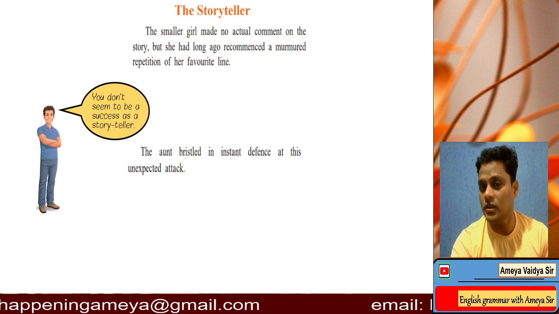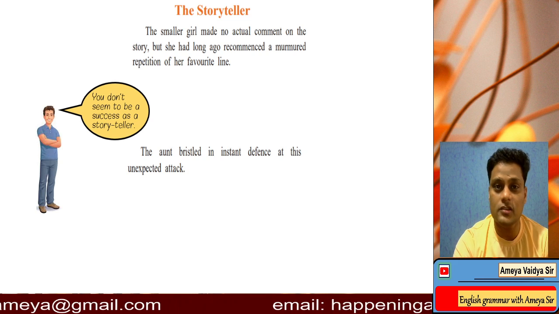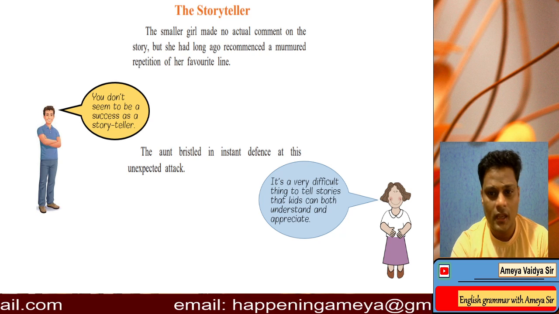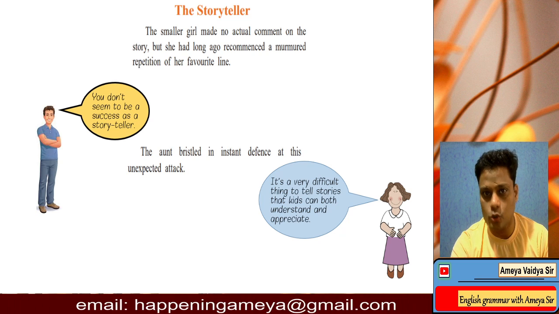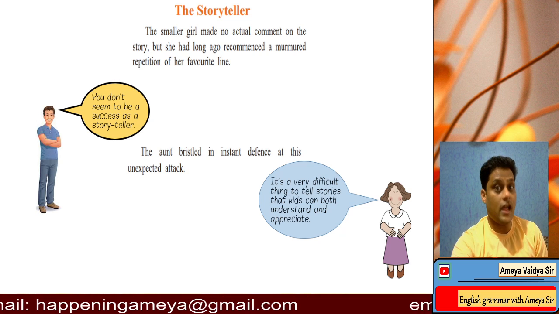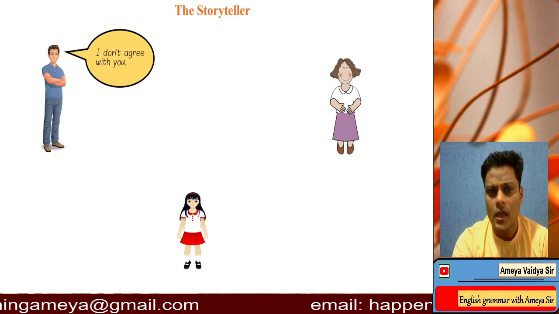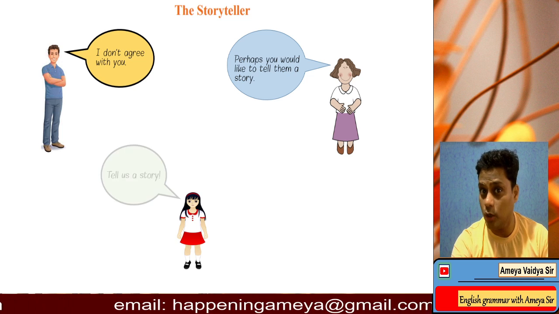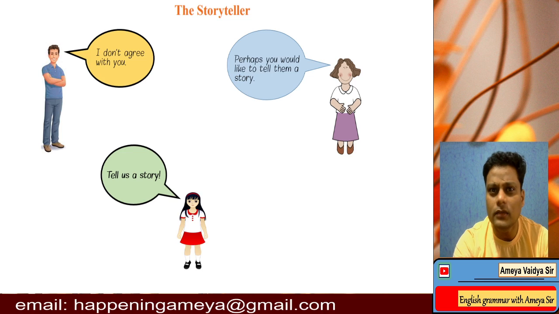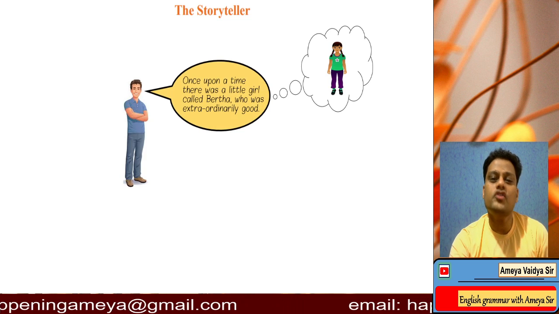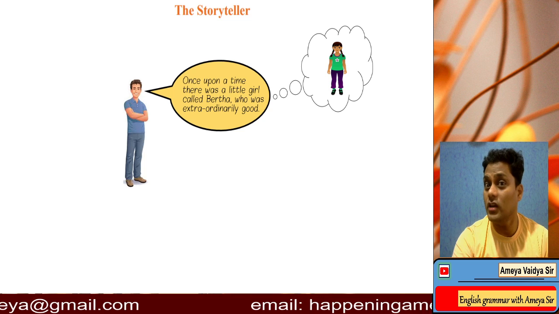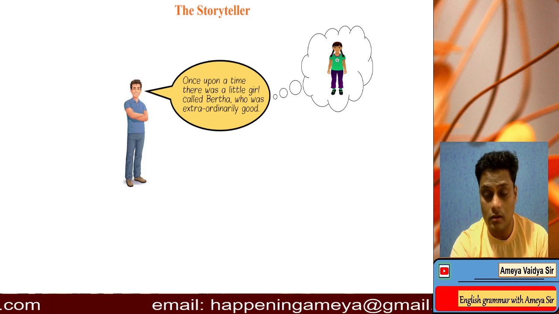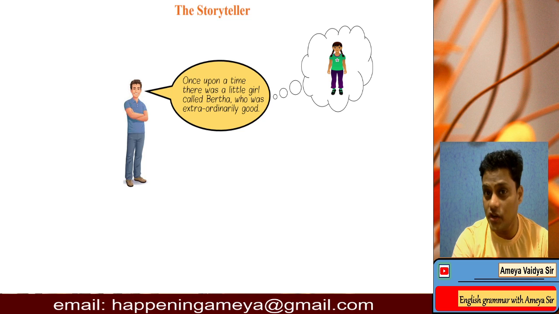The aunt bristled in instant defense at this unexpected attack. "It is a very difficult thing to tell stories that kids both understand and appreciate." "I don't agree with you." "Perhaps you would like to tell them a story." "Tell us a story." "Once upon a time, there was a little girl called Bertha who was extraordinarily good."